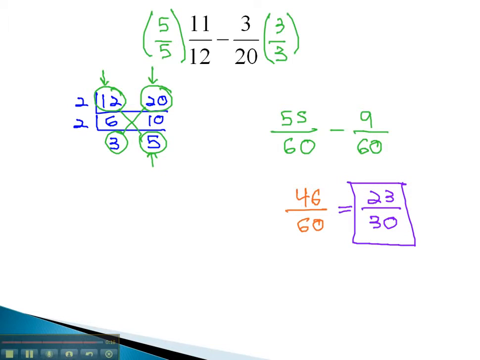So we find if the denominator is too big to find mentally, we simply use another method, whether the prime factorization or the stack method. Stack method's nice because it tells you what to multiply by to find our common denominator.